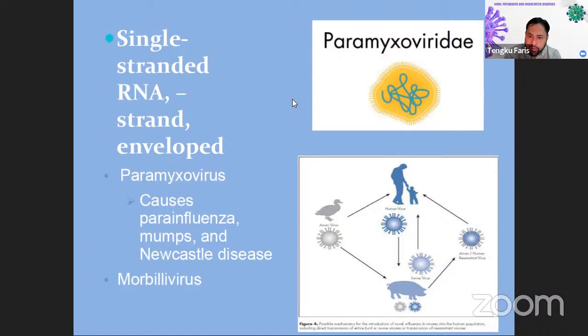Paramyxoviridae is a bit tricky, but a very simple one. If you look at the structure, they have some receptors on the outer side, some protein structures on the outer side, like a needle-shaped string. This is a single-stranded, enveloped RNA paramyxovirus that causes parainfluenza, mumps, and Newcastle disease.